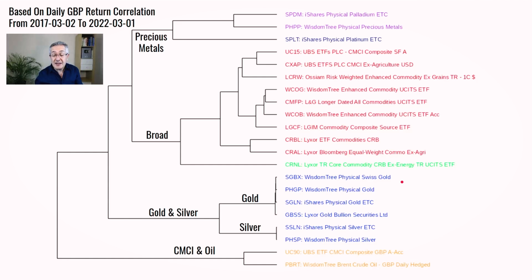For example, it would make no sense to buy 2 of these gold funds because they effectively give you the same exposure. But if you choose a gold fund from here and something from the broader commodity basket, which is in red, that would give you more diversification.